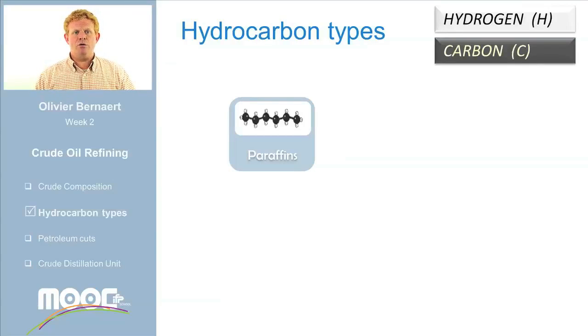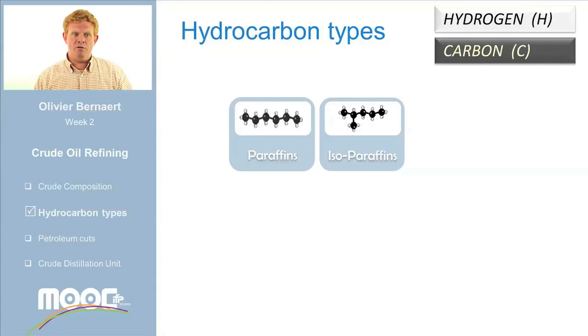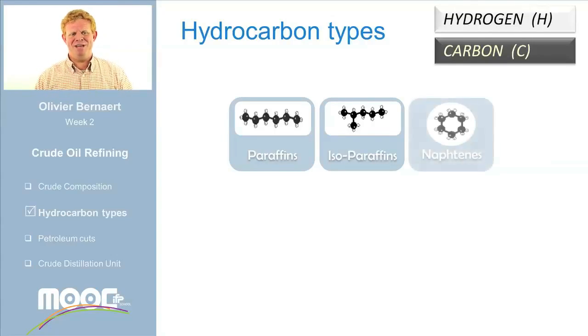Now we will focus on hydrocarbon types that we typically find in crude. In crude oil, you can find naturally 4 types of hydrocarbons. First, we have paraffins. Paraffins are linear hydrocarbons made up of carbon and hydrogen atoms. Long linear paraffins are also called waxes. Secondly, isoparaffins, which are non-linear paraffins with one or multiple small groups of carbon and hydrogen attached to them. The third type of hydrocarbon is the naphtene family. These hydrocarbons are composed of carbon and hydrogen linked together in a ring shape.